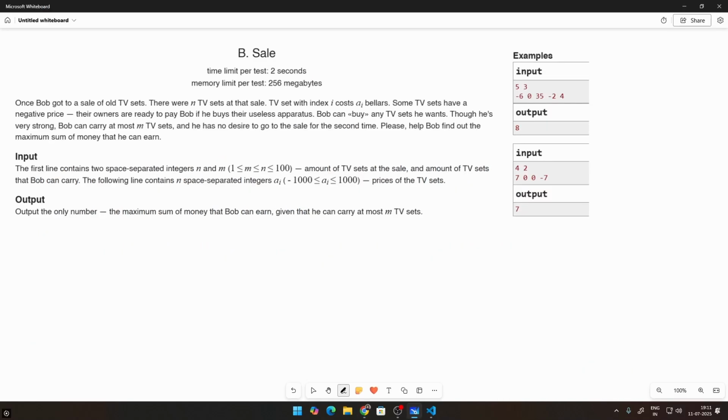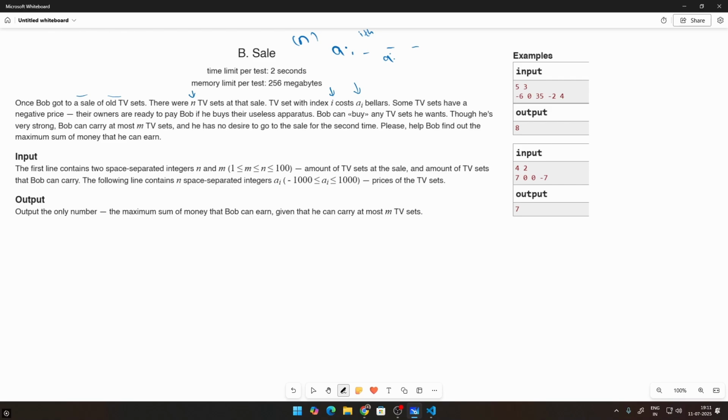Let's read through this problem now. Once Bob got to a sale of old TV sets. There were n TV sets at that sale. TV set with index i costs a_i dollars. So you have a list A and the length of the list is n, and the ith element will cost A of i.